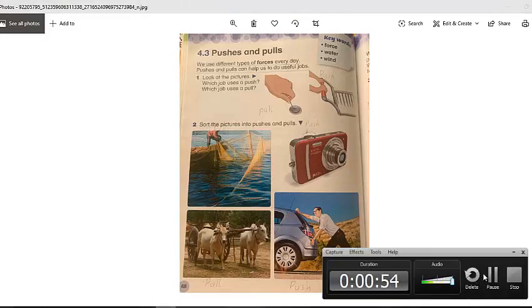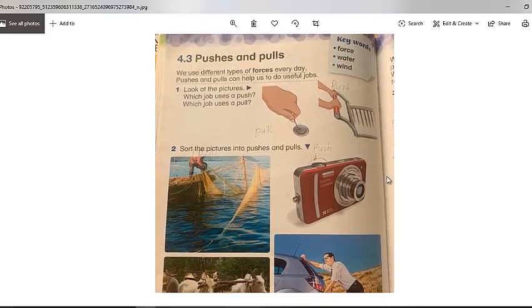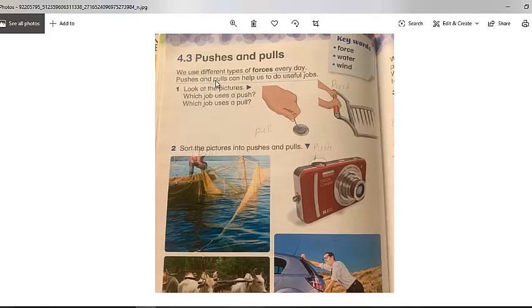Okay, let's see. Let's make it big. Pushes and pulls. Please, at home, highlight these. We use different types of forces every day. Pushes and pulls can help us to do useful jobs. So we can use pushes and pulls to do useful things in our life. Look at the pictures. What job uses a push and which one uses a pull?